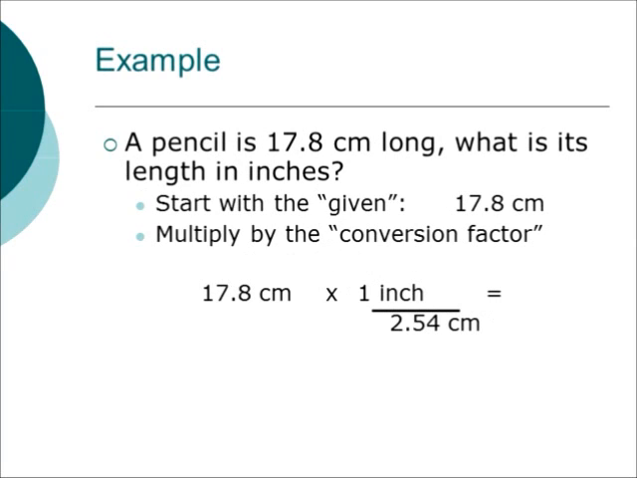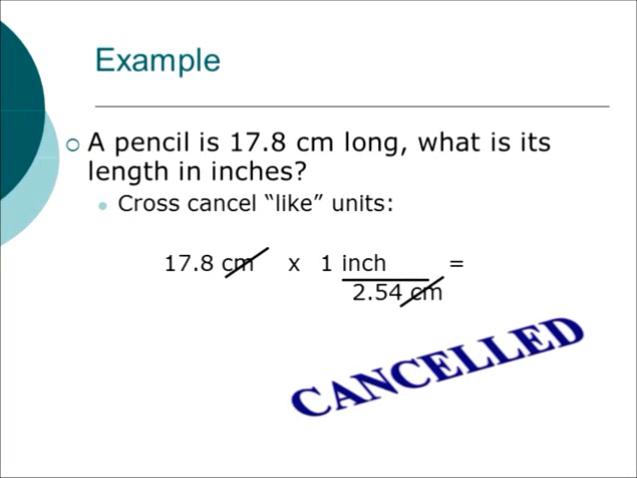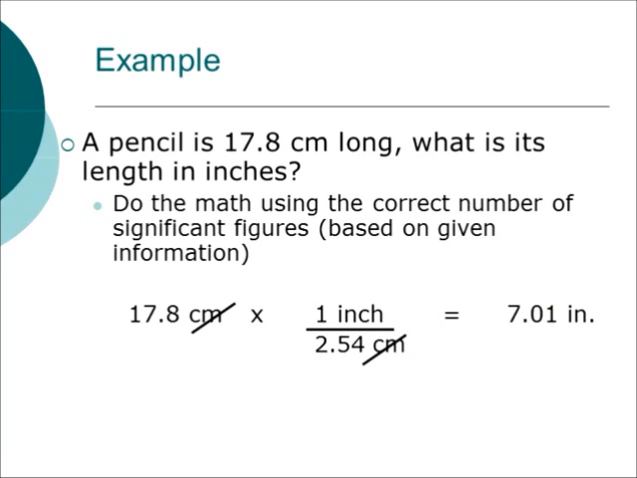All right, so here's an example. A pencil is 17.8 centimeters long. What is its length in inches? Well, start off with what they give me, 17.8 centimeters. I want to use my conversion factor. Notice that I put whatever I want to cancel out on the bottom. I want to get rid of centimeters and go into inches, so I put centimeters on the bottom so that I end up with just inches. So 17.8 times 1 divided by 2.54. They cancel out, and that gives me my answer of 7.01 inches.